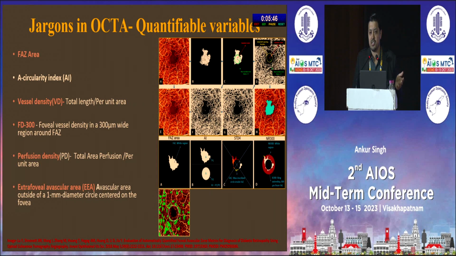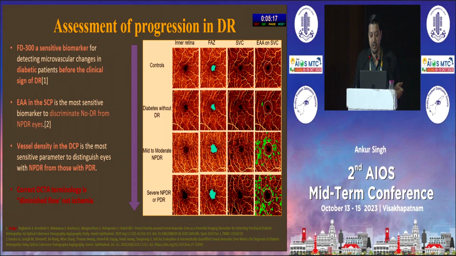Why do we need these diagrams? Because they can act as quantifiable variables. One of them is the foveal avascular zone area, and the acircularity index, which is how much your fovea is acircular compared to a circle. Vessel density: FD300 is foveal vessel density in a 300 micron area centered over the fovea. Perfusion density, and extrafoveal avascular area. This is an area of avascularity or flow void area outside the 1 mm area centered over the fovea.